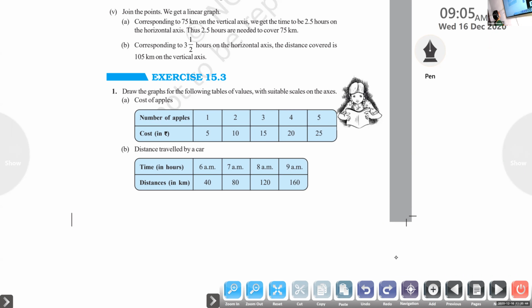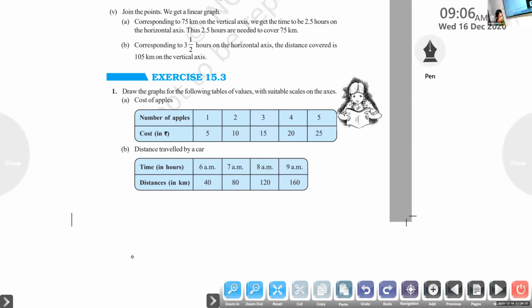Cost in rupees: 5, 10, 15, 20, 25. Got the question, Mithun? Yes, ma'am. Okay, now draw the x-axis and y-axis.